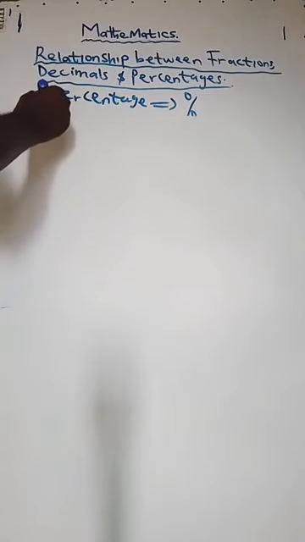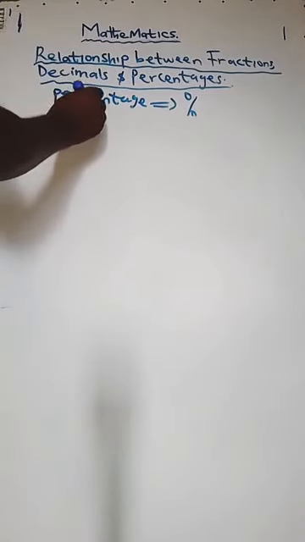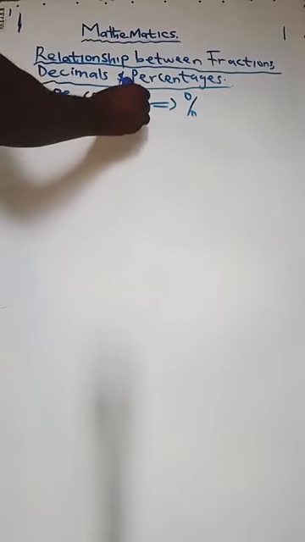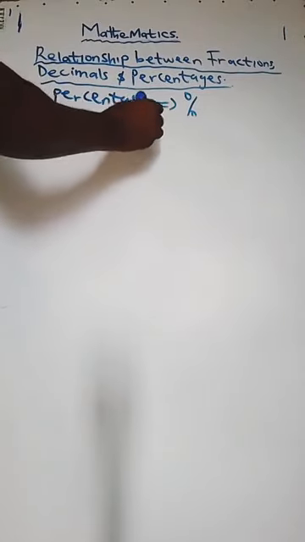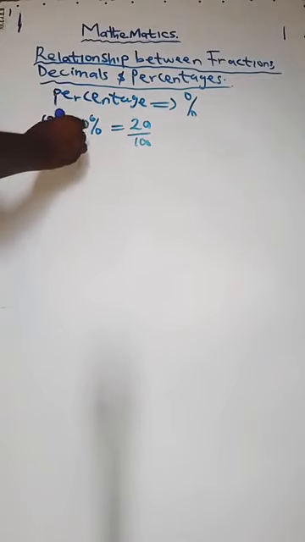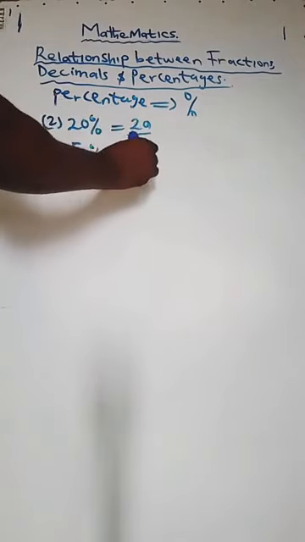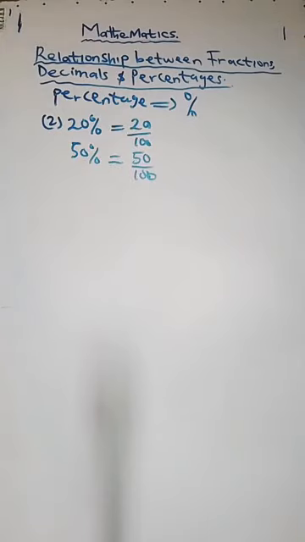Let's say you have 20%. So percentage can be expressed as 20 divided by 100. 20 over 100. Let's say you have 50%. It can also be expressed as 50 divided by 100. So those are the two ways of expressing the meaning of percentage.